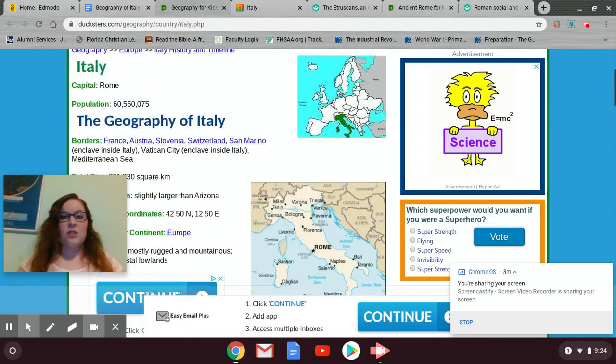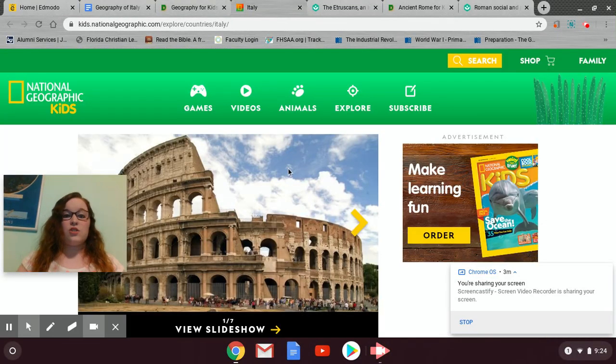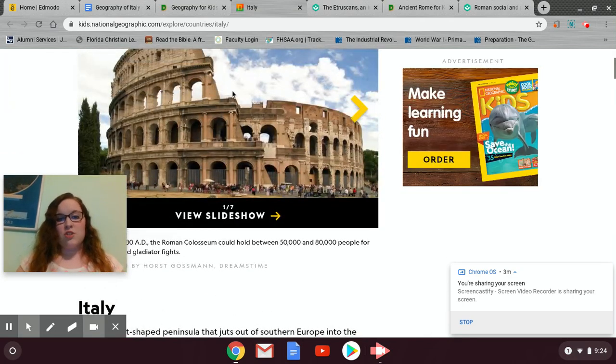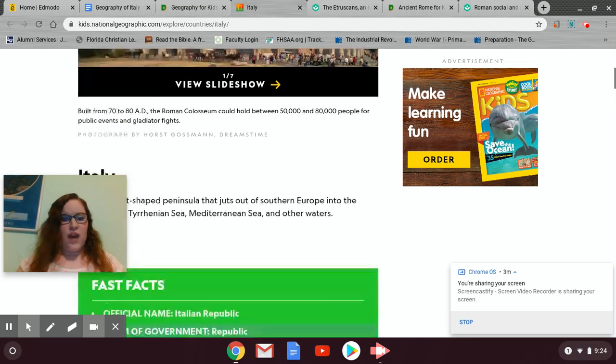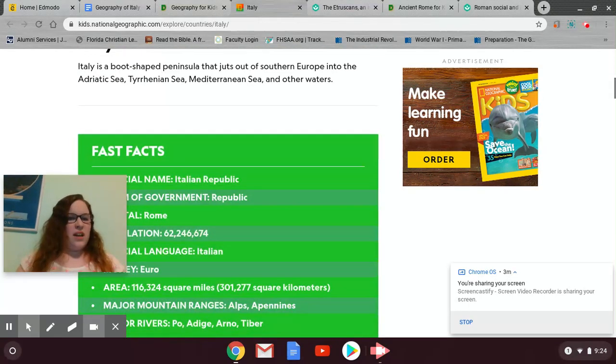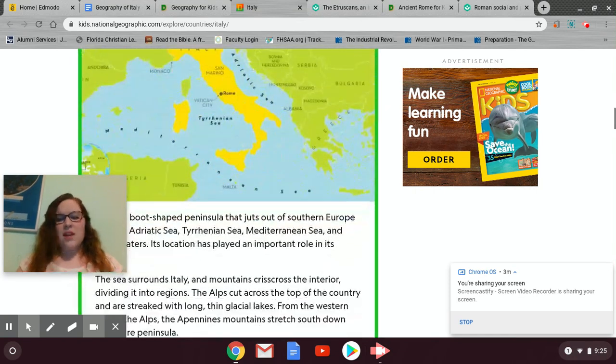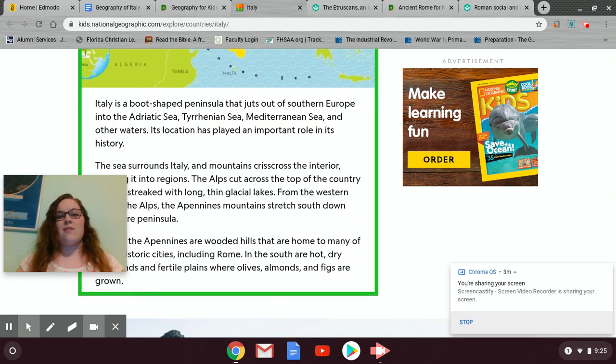The second article is a National Geographic article about Italy. In here, you have 7 pictures of stuff in Italy and from ancient Rome. I would like you to go through those. And down here, you have some fast facts about the geography and maps and other information about how this affected life in Rome. So, those 4 riddles will be due Wednesday. You are using these 2 articles to answer all 4 of them.